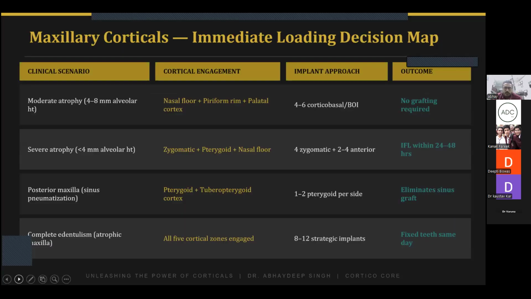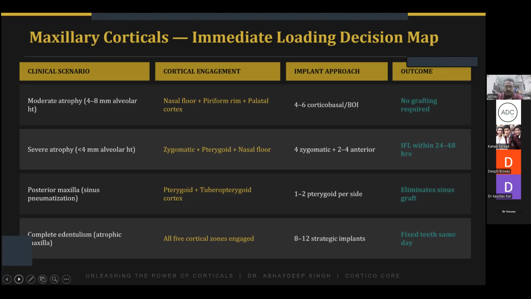Now, I have told you about all these corticals. In the implant approach area, if you are placing single piece smooth surface implants, you have to place at least 4 to 6 implants in the nasal floor or the piriform rim area. Then you put at least 1 to 2 pterygoids. If you are able to put a single good pterygoid and one support implant in the sinus floor region, there is no need of another implant engagement.